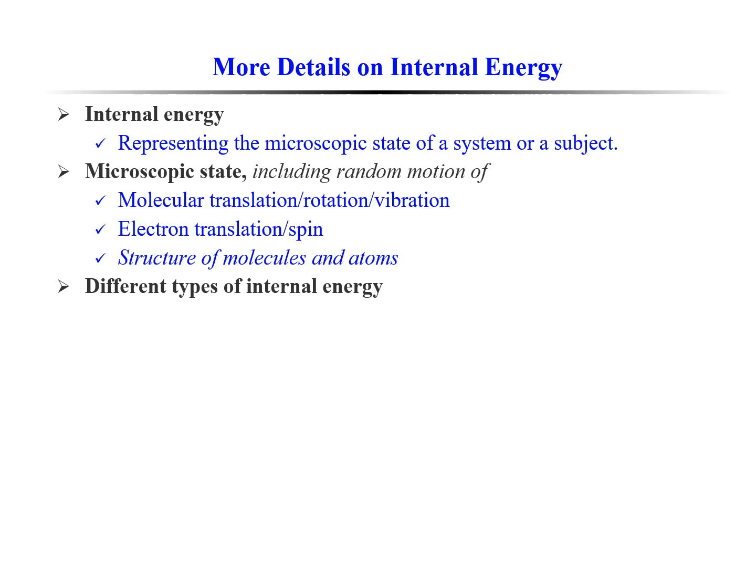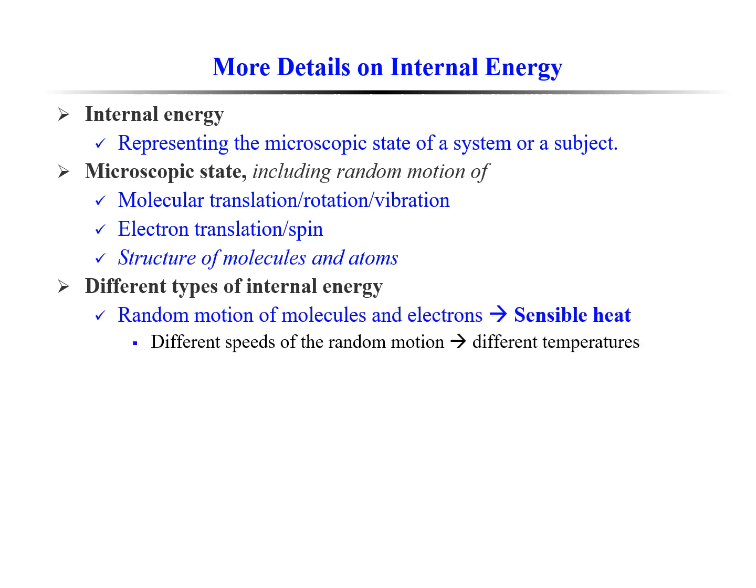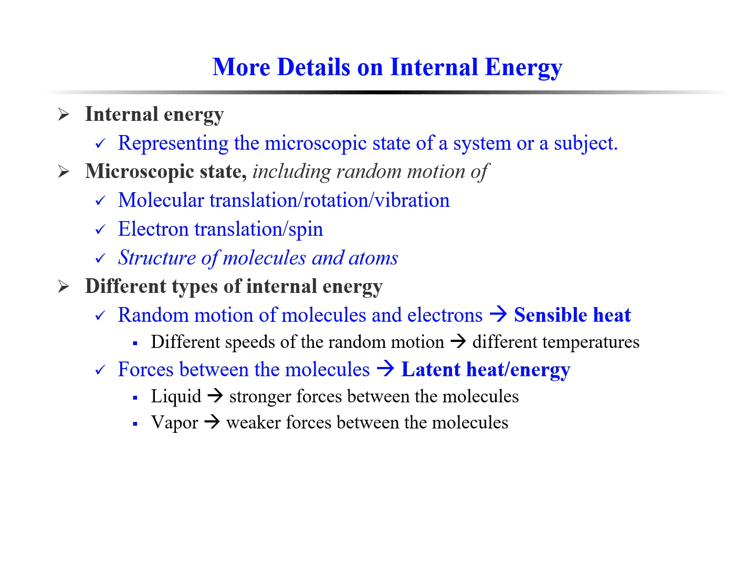There are different types of internal energy. Sensible heat is the energy due to the random motion of the molecules and the electrons. A system with a higher temperature means the random motion is stronger. Latent heat or energy is due to the forces between molecules. Compared to vapor, liquid has a stronger force between its molecules. Compared to solid, the force between the molecules of the liquid is weaker. For example, when liquid becomes vapor, energy is needed to overcome the stronger force between the molecules of liquid. This energy will become part of the energy for vapor. Therefore, vapor has more energy than liquid, even if their temperature is the same.